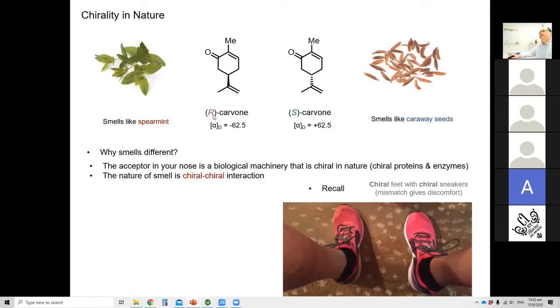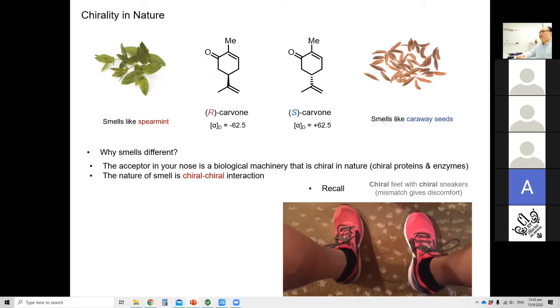And then one of them, for example, the R carvone smells like spearmint. The other enantiomer smells like a caraway seed. When I was a TA in graduate school, they had an experiment asking the undergraduates to smell these two compounds and write down what they noticed, to let them learn the concept of chirality and the difference. And also ask them to explain why these two enantiomers smell different.